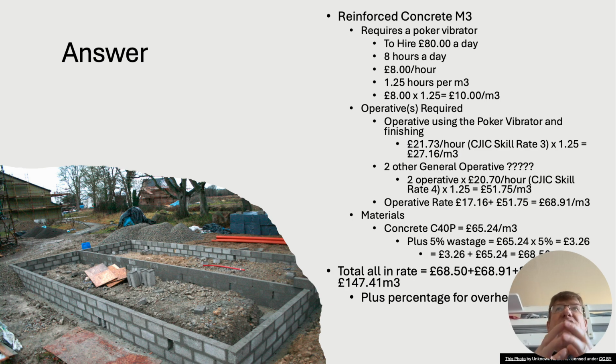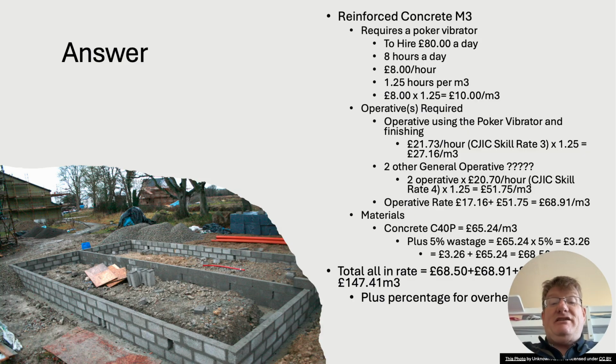The poker vibrator can only go as fast as you can actually place the concrete. I looked at some figures, and these figures change, but I chose 1.25 hours per metre cubed. It takes about 2.5 to place concrete. I can only go as fast as I can place it, so I can only use the poker vibrator at that pace. So that's £8 an hour times 1.25, which means it's actually costing me £10 a metre cubed.